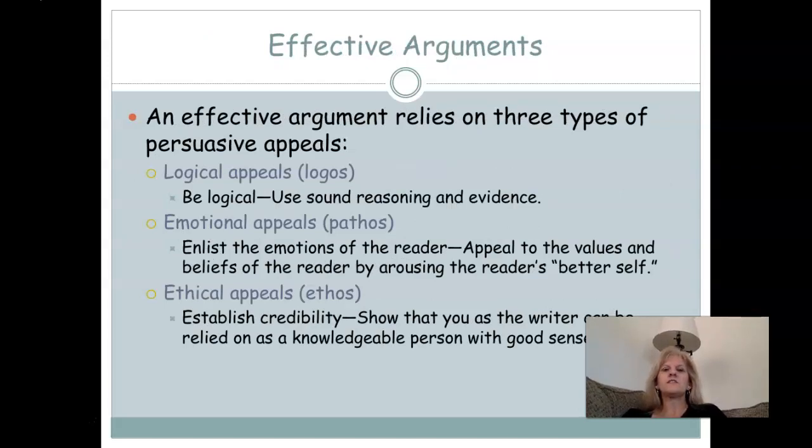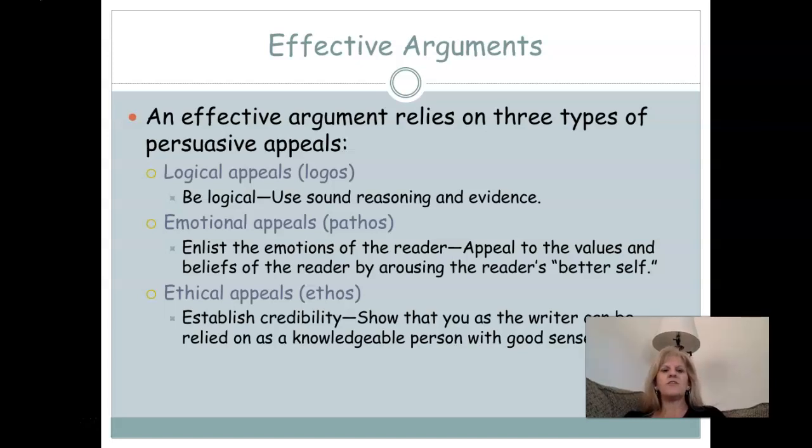Okay, so this part is an important part of your paper. An effective argument relies on three types of persuasive appeals. You need all three types in your paper. You've got the logos, which is the logic. So you're going to want to use sound reasoning and evidence, data, facts. You can even include pie charts if you want in your paper.